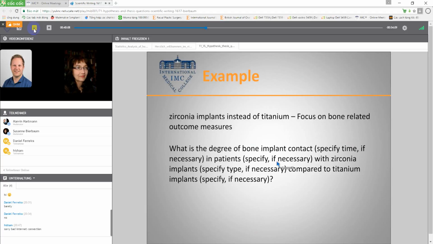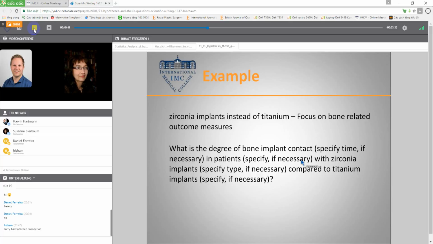Another example, if you remember this zirconia versus titanium implant, if you focus on a bone-related outcome measure, then one of these questions could be: what's the degree of bone implant contact in patients with zirconia implant compared to patients with titanium implant? And specify if necessary means it depends on how much you find. These are things you just should keep in mind. Start with a more general part, but then look at it.